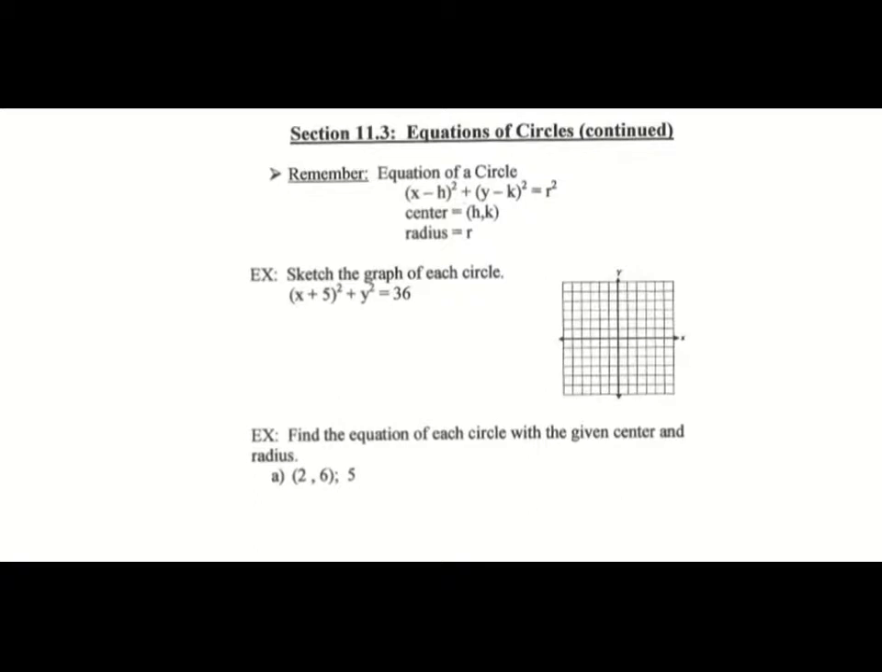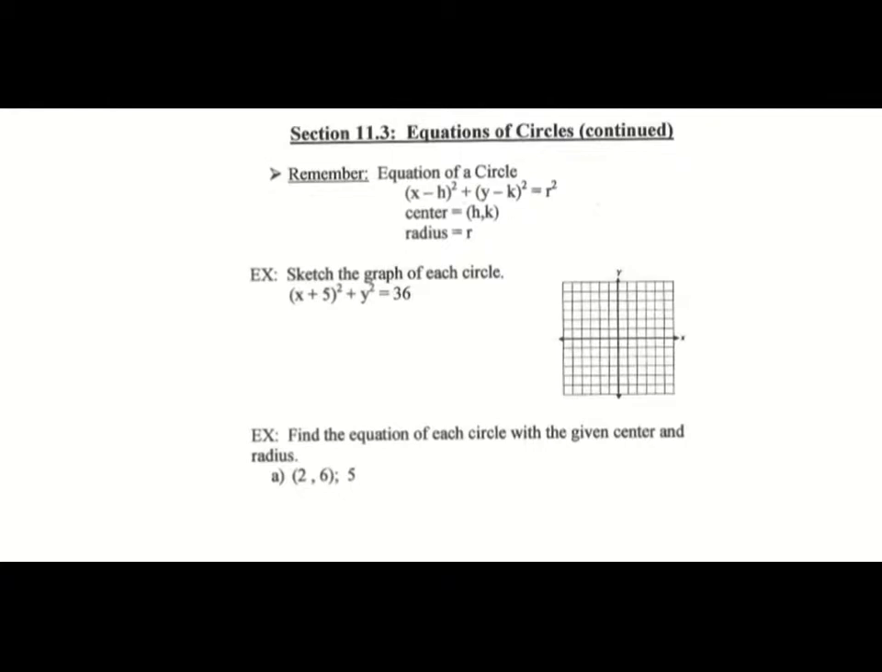In 11.3, we're going to continue talking about equations of circles. And up at the top here, we have a review of what the equation of a circle looks like. We have (x − h)² + (y − k)² = r². And our center is always going to be that h value, comma, the k value. And our radius is r.